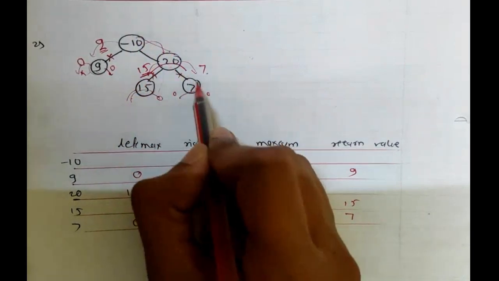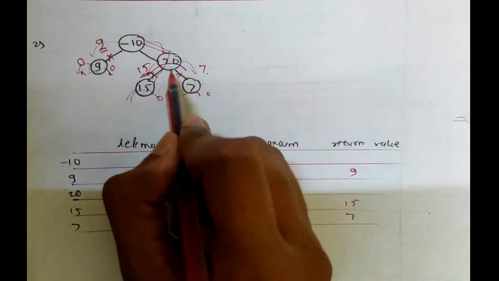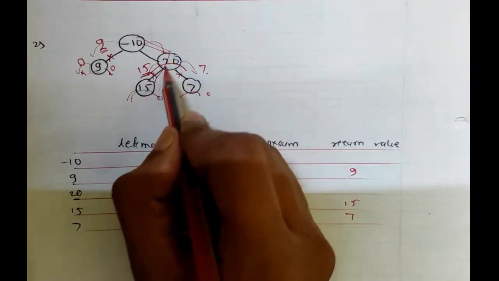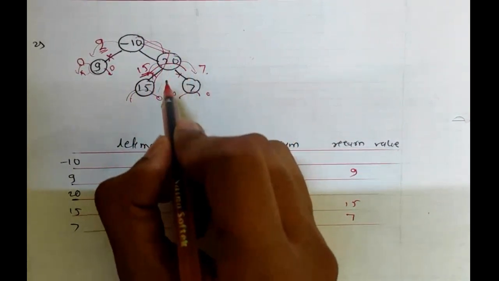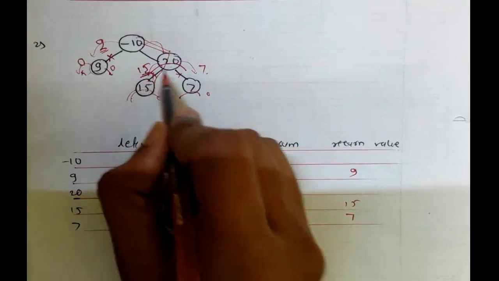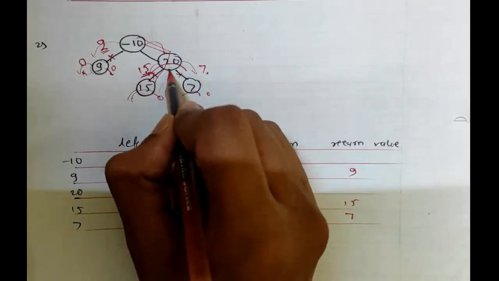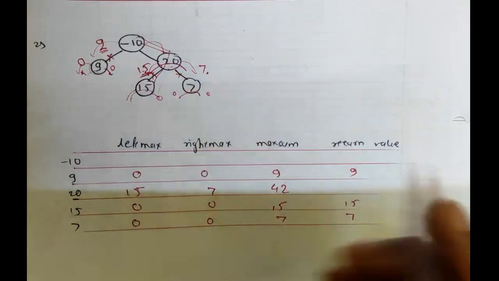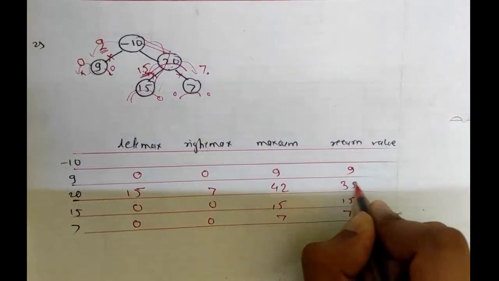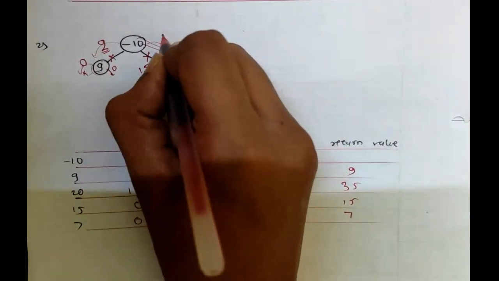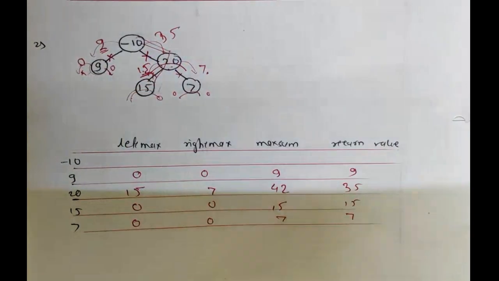The maximum path will be this, not this, because this is returning the maximum path. So for the maximum path we have to calculate the maximum of the 2 plus the root's value. So 15 and 20, this will be 35. So this will be crossed, this will be 35.